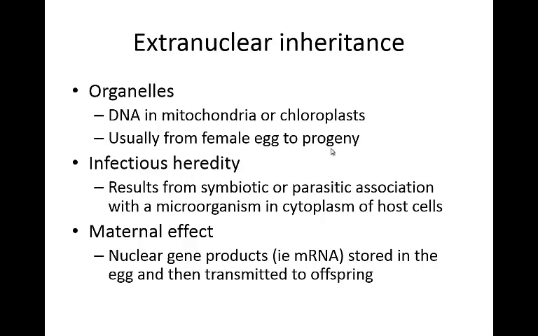We also can see infectious heredity. This results from a symbiotic or parasitic association with a microorganism that happens to be in the cytoplasm of host cells. And so they can exert their own effect on how different genes might be expressed. And then lastly, maternal effect. So nuclear gene products, things like mRNA or proteins, can be stored in the egg and then transmitted to the offspring.